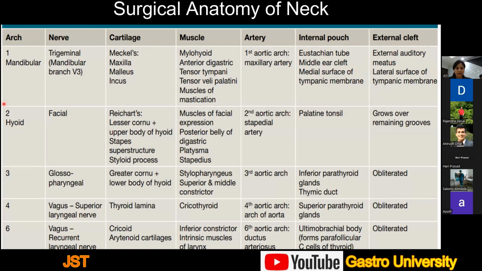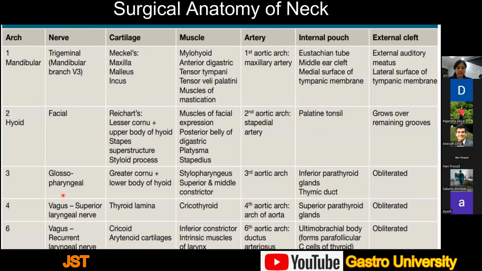The second is the hyoid arch, which has the nerve of facial. We have Reichert's cartilage here, which forms the lesser cornu and the upper body of hyoid, the stapes, and the styloid. Now, we're going to be encountering a lot of hyoid in our further lecture because, believe me, even a small bone has a very crucial anatomical significance when it comes to the neck. So, the muscles are the muscles of facial expression, posterior belly of digastric, platysma, and stapedius. The second aortic arch artery is the stapedial artery, which ultimately invaginates. The internal pouch has a tonsil, and then it merges with the first.